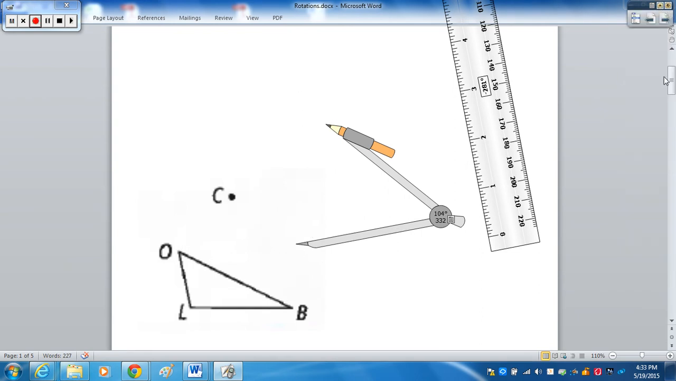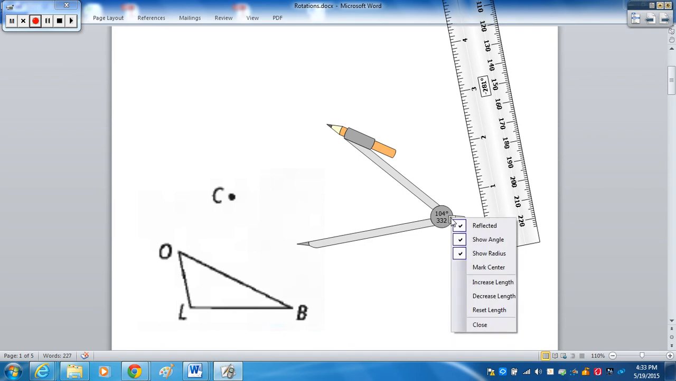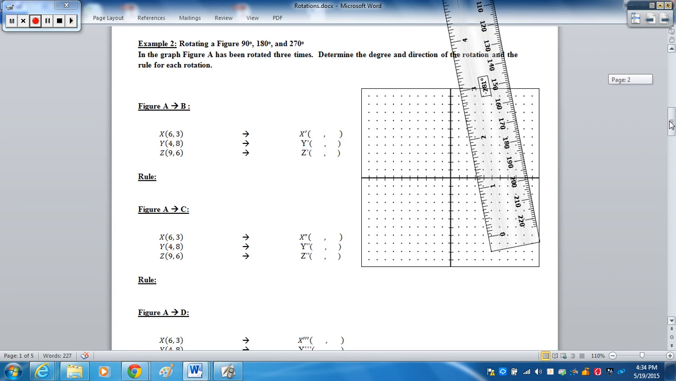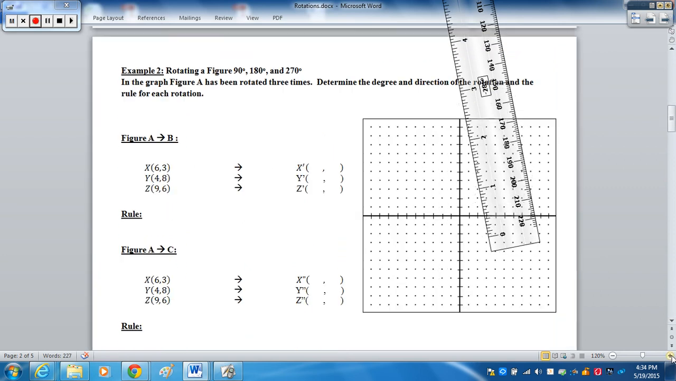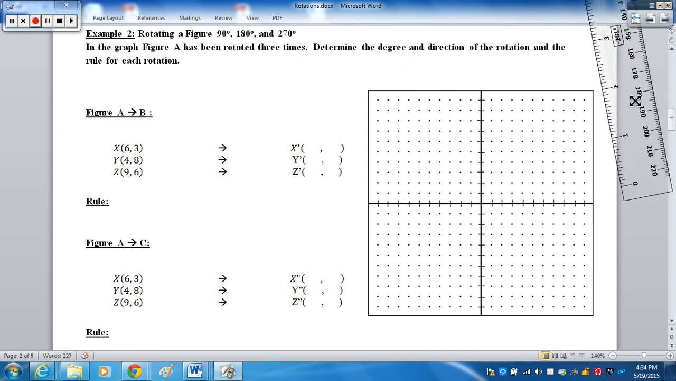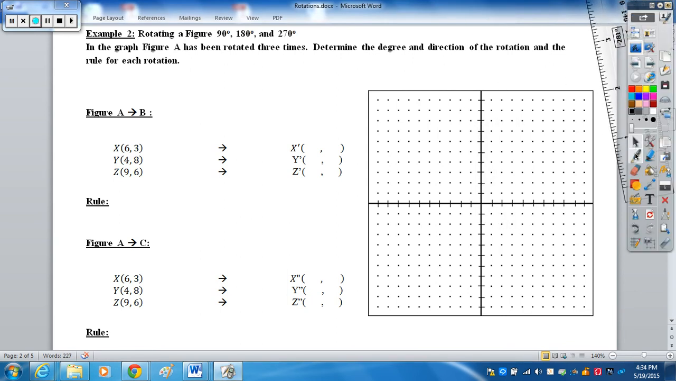Next thing we're going to do, let's get rid of these guys. We won't need them anymore. Actually, I might keep that guy up, my ruler. Next thing we're going to do is we are going to discover what takes place within the coordinate plane when we do a rotation. Okay? So the first thing we're going to look at, on your paper, we should have, actually, I should have saved it.